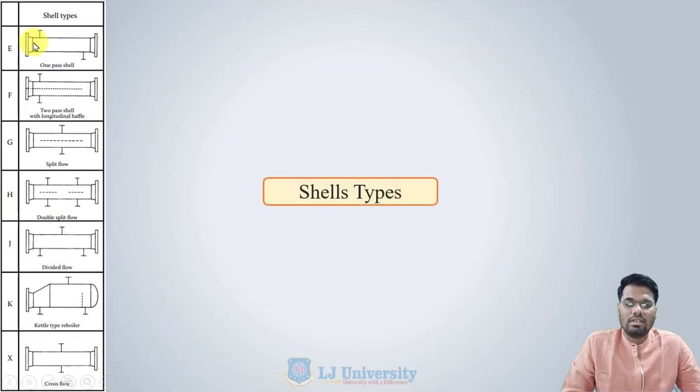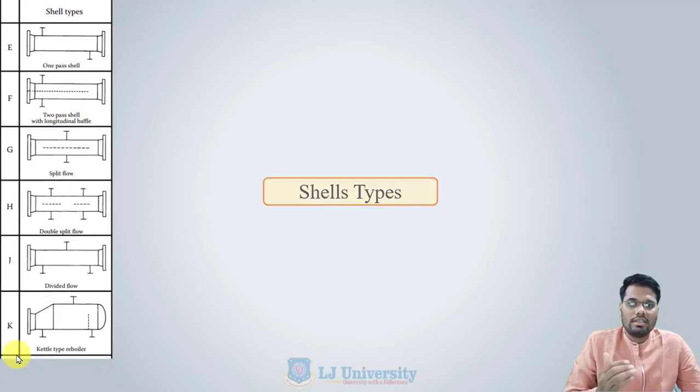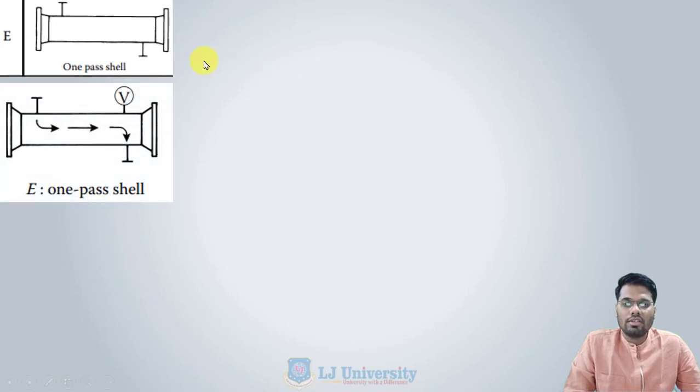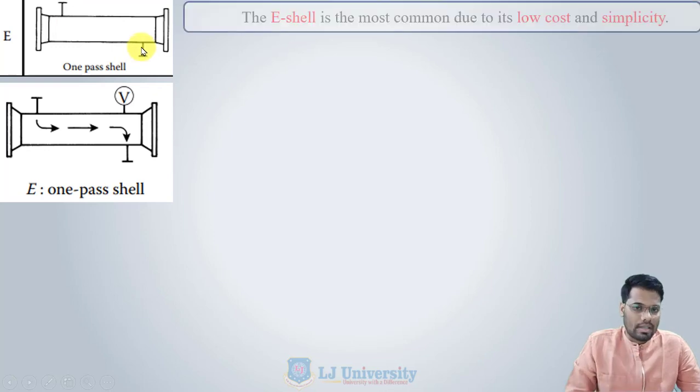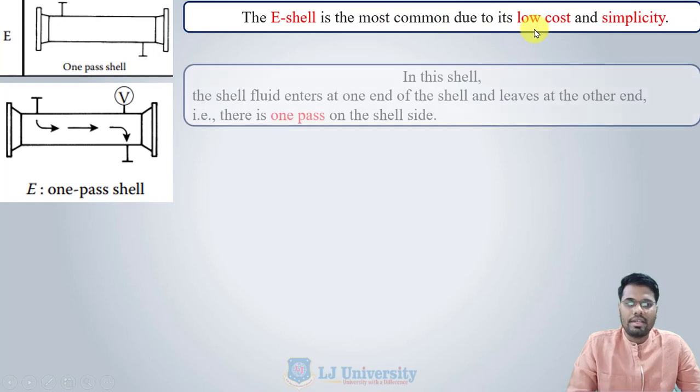So these are the different shell types suggested by the TEMA, which are E, F, G, H, J, K, X. Now let's discuss each shell type. First is the E type, which is a one pass shell. Fluid takes entry from the inlet nozzle and exits from the outlet nozzle in a single pass. The E shell is the most common due to its low cost and simplicity.